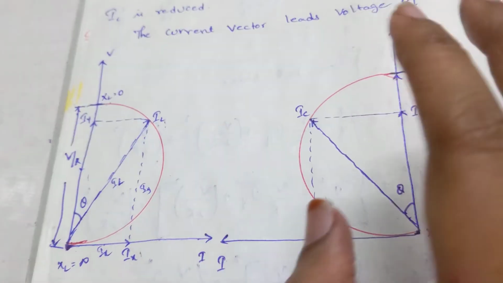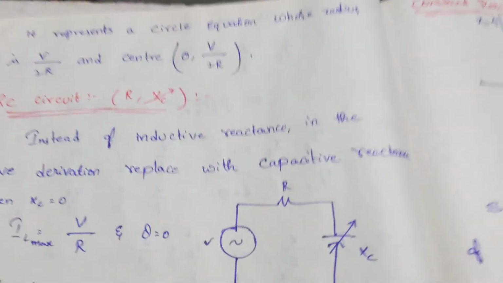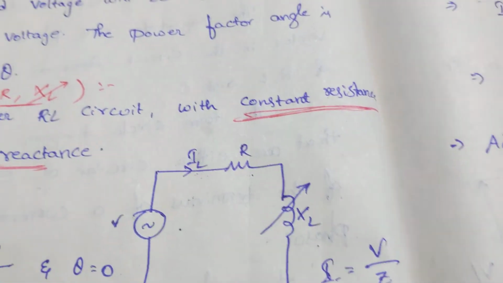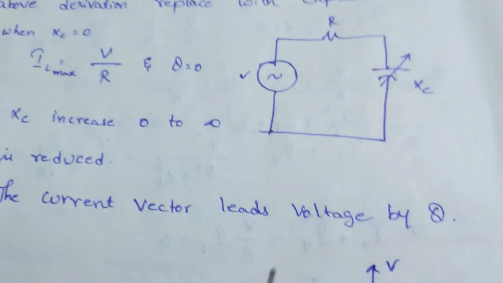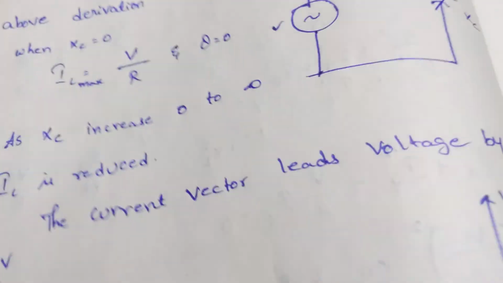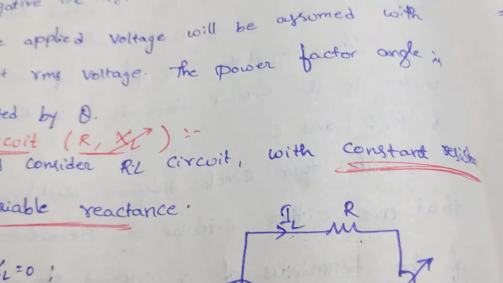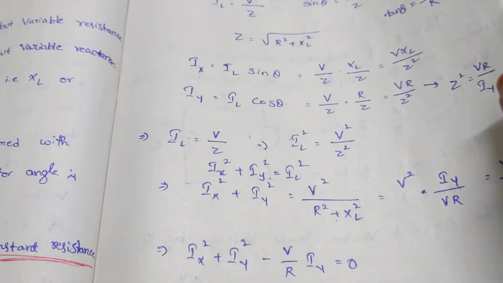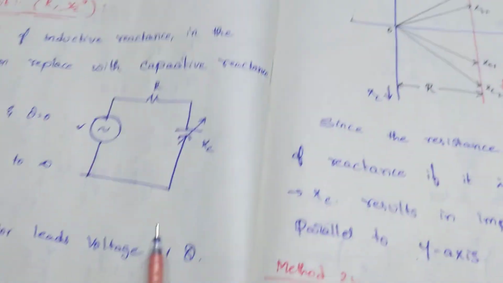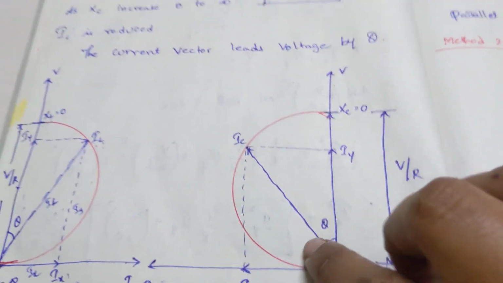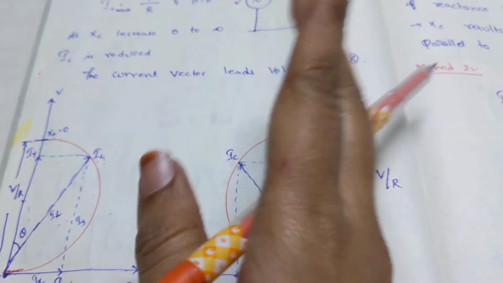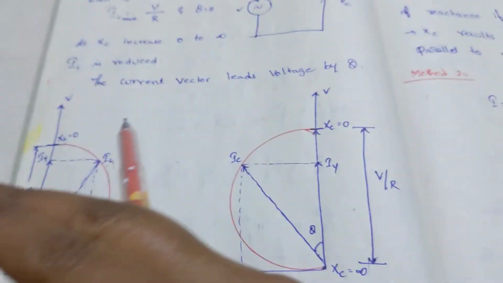In place of inductance, if I replace the circuit with capacitance, the same terminology, the same elements, the same thing will be represented here. The only variation is that whatever the angle theta, instead of lagging the voltage, it will lead the voltage.